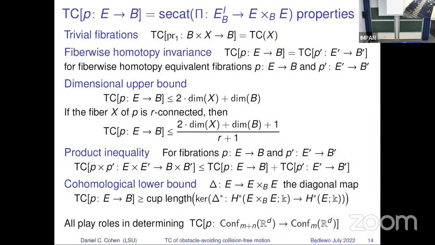An easy feature is that if you have a trivial fibration, the topological complexity is the same as the ordinary or classical topological complexity of the fiber. Secondly, if you have two fibrations that are equivalent, say fiber-wise homotopy equivalent, then they will have the same parameterized topological complexity. Third, there are dimensional upper bounds as given.